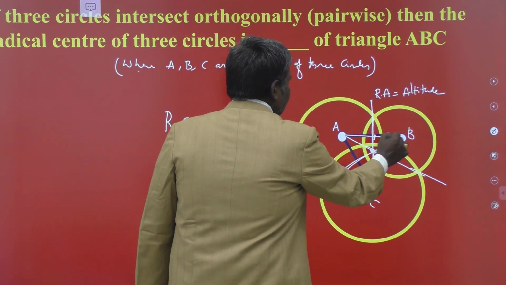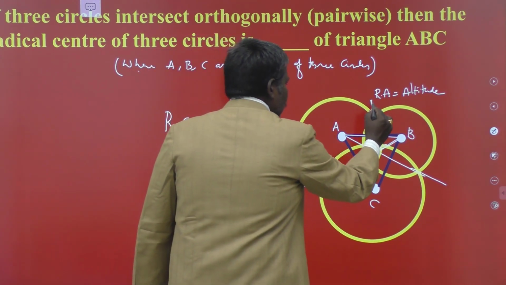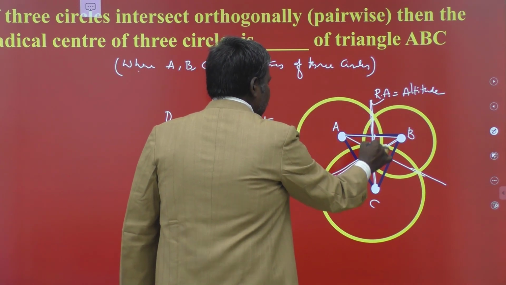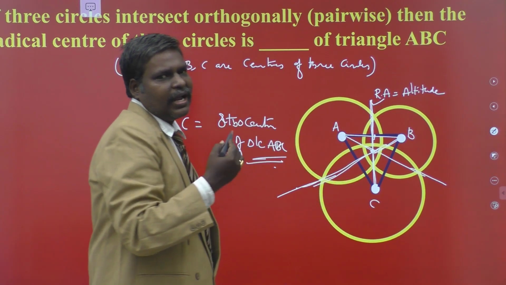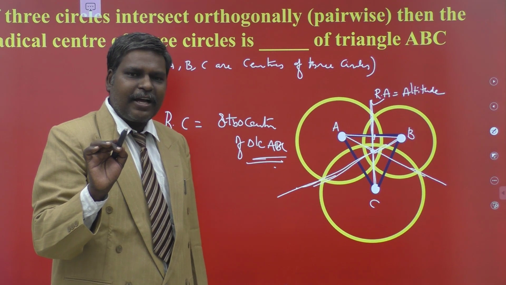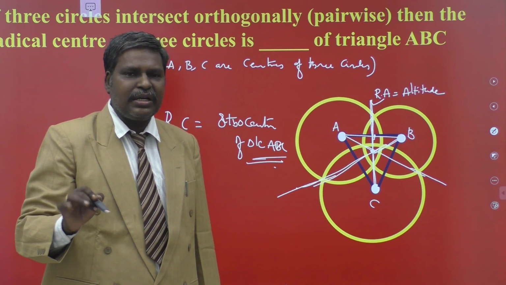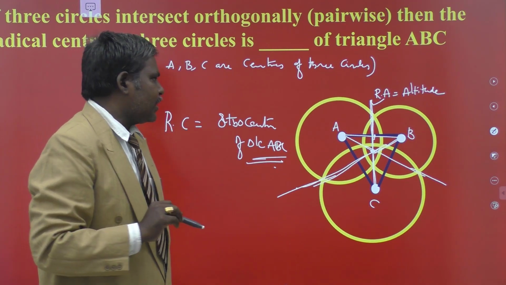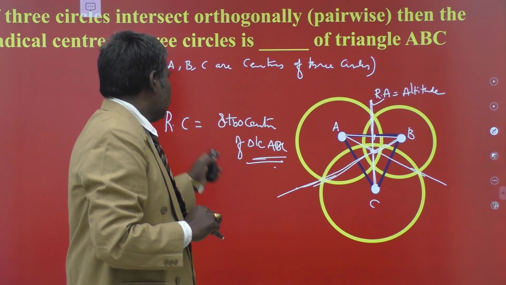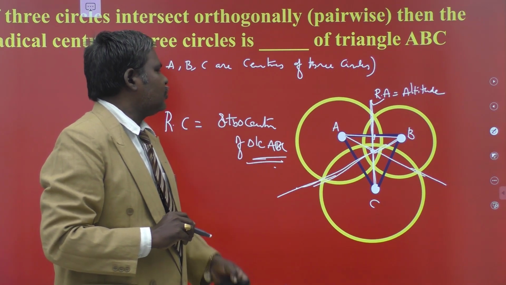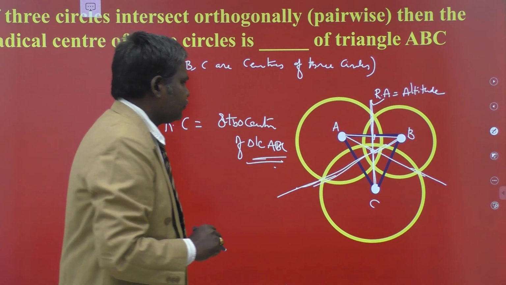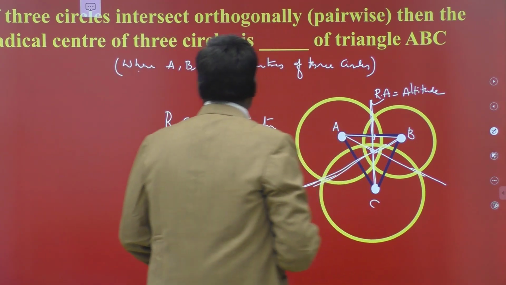So this is the line passing through the opposite vertex and perpendicular to this side AB, that means the line joining the centers. So the radical axis becomes an altitude. Every radical axis becomes what? Altitude here. So the point of concurrence of the altitudes is the orthocenter. The point of concurrence of radical axes is the radical center. So the radical center becomes the orthocenter of this triangle. Understand? Next.